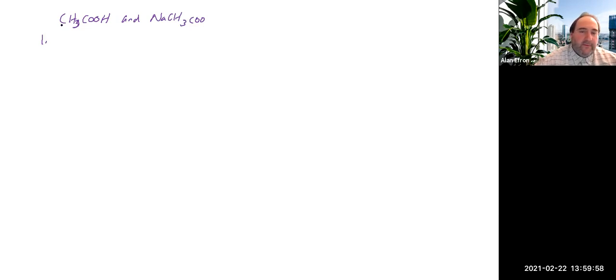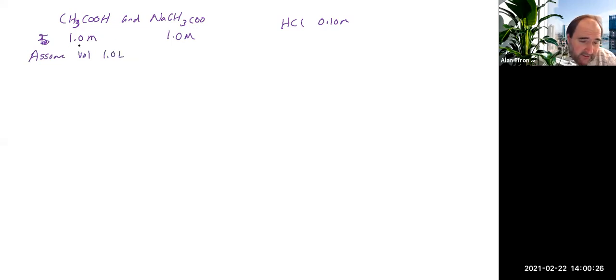Yeah. So we'll assume that it's again 1 molar of this and 1 molar of this, and we added some HCl to it. In the case of the problem, I think we added 0.1 molar HCl. So we'll do the same thing. We'll just assume in this case, just like in that first problem, that all the volume stays at 1 liter, just to keep the numbers easier to see.